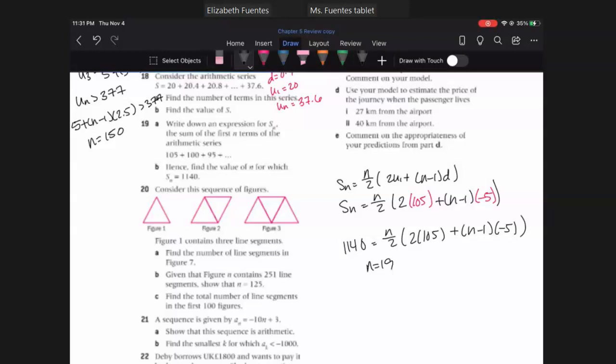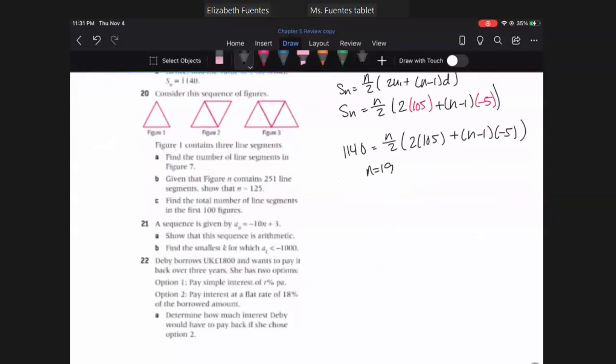And that's it. That's part 19. A few more questions to go. Question 20, consider the sequence of the figure, figure 1, figure 2, figure 3. Figure 1 contains 3 line segments. Find the number of line segments in figure 7.